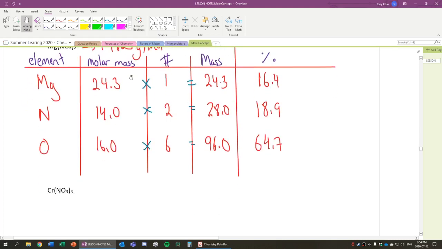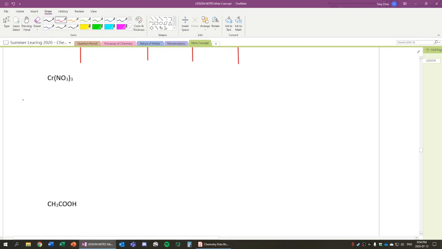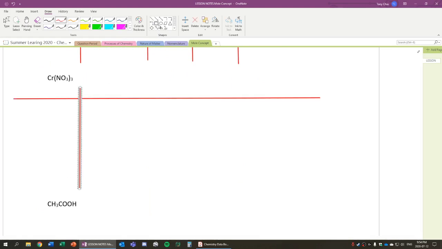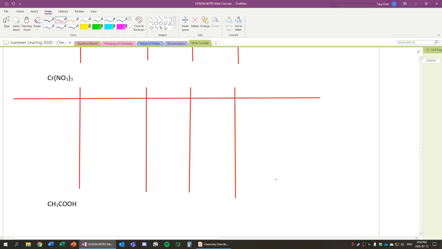So again, same thing as we did before, make a table to keep yourself neat. Okay, so what we have here is each column is a different term. The first column is the element, then the molar mass, the number of it, the mass of it, and then the percentage.